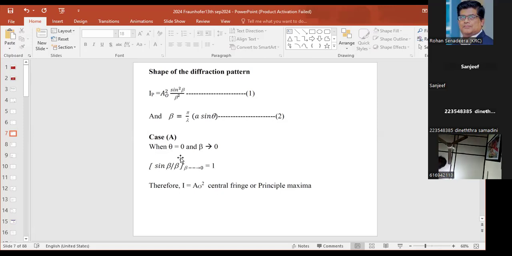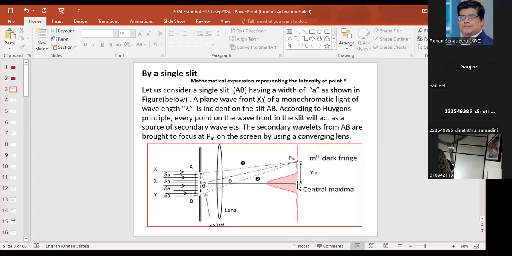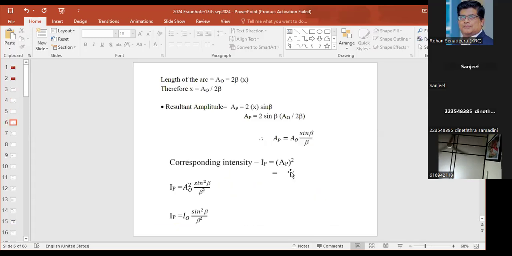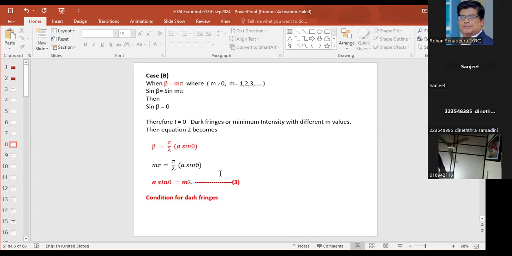So when theta is equal to zero means here. Theta is equal to zero means here, right? So there you get the central maximum. Okay, that's why we get this one, central maximum. Now you understand there must be a central maximum. So here it is. Now let's see another case, general case, case B.